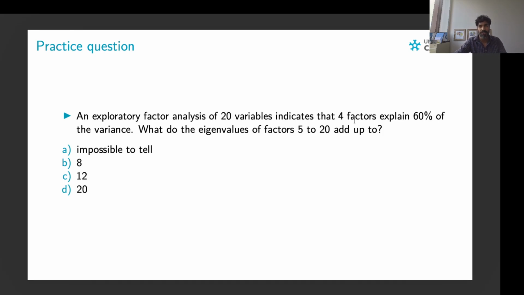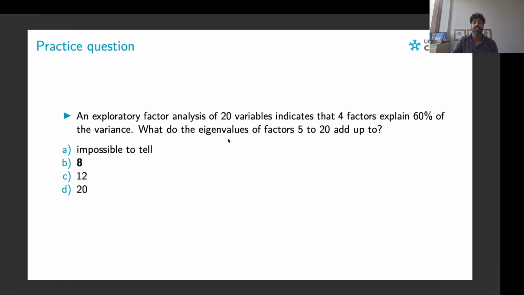So the first 4 factors explain 60% of the variance, right? So what do eigenvalues of factors 5 to 20 add up to? I know that factors 5 to 20 make up the remaining 40% of the variance. So the way to work it out is you can go 40% of 20, which is 4 over 10 of 20, which is 8.